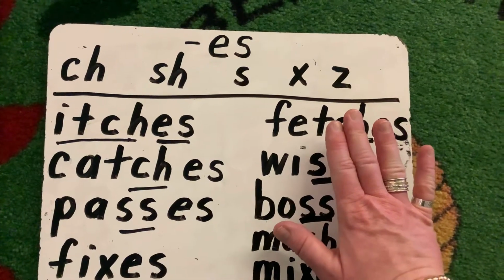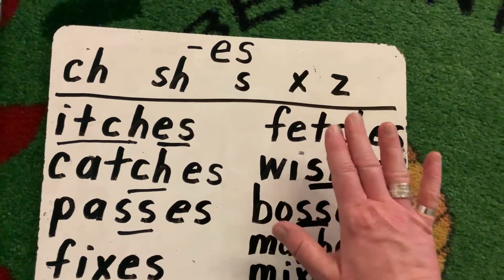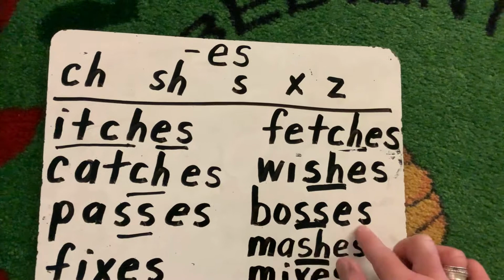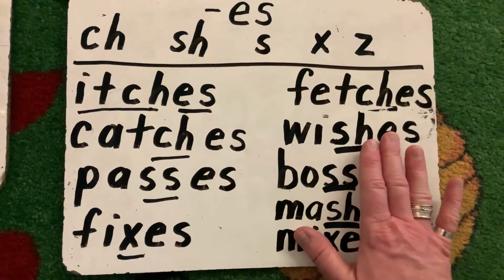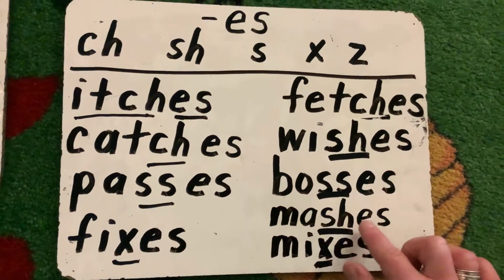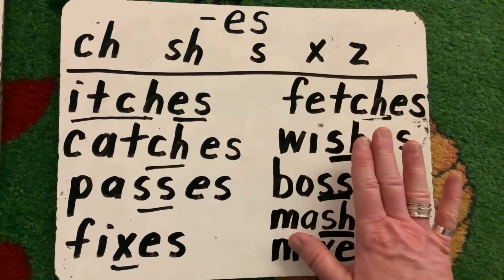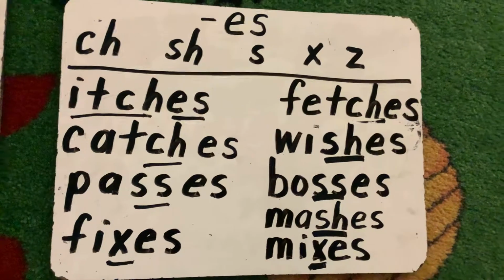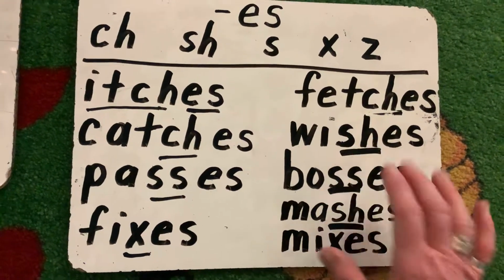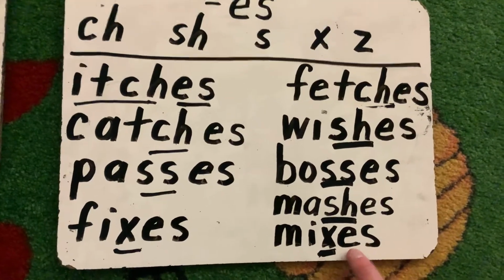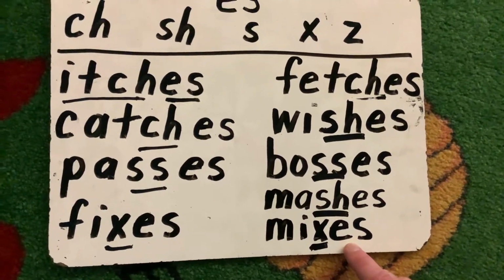Our next one, boss, is our base word. More than one, bosses. I have many bosses. Our next word, mash, mashes. Doing it right now. He mashes the potatoes. Our next one, base word is mix, mixes. He mixes the cake batter. He's doing it right now.